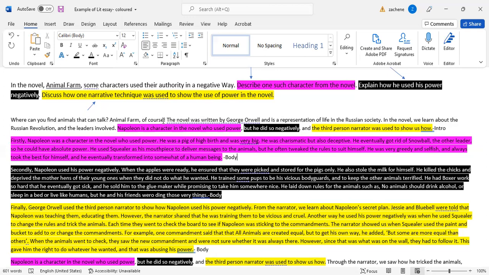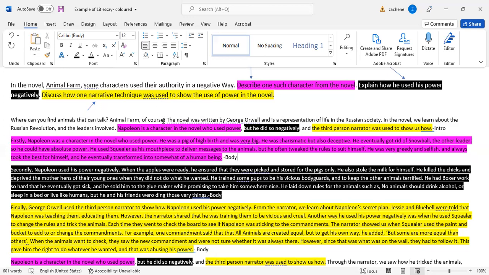Now, notice that the word negatively does not come back in the third section of the question. However, the prompt would have told us it's negative use of power. That second section in the black background told us the character would have used his power negatively. And therefore, when we come to the third section of the question, we have to maintain the same idea that the power was used negatively, or the authority was used negatively. Where can you find animals that talk? Animal Farm, of course.